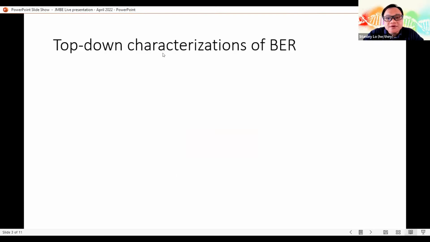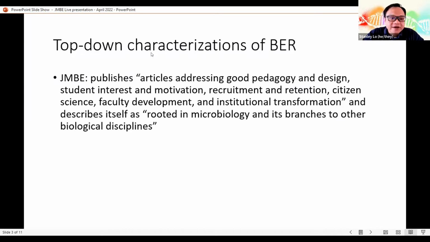And so what we want to share with you today is this particular open access paper that's been published in the Journal of Microbiology and Biology Education Research. And the impetus and motivation for that is historically, there's been a number of sort of top-down ways in characterizing the field of biology education research. So this includes, for example, the journal JMBE publishes articles that address good pedagogy and design, student interest and motivation, recruitment, retention, citizen science, faculty development, and institutional transformation, and describes itself as rooted in microbiology and its branches to other biological disciplines.